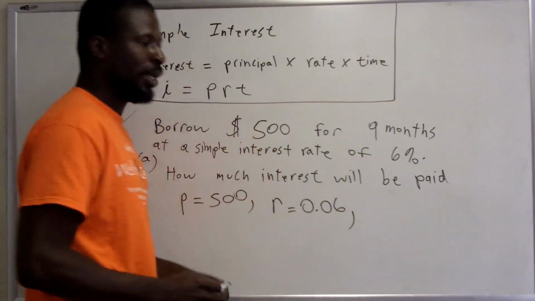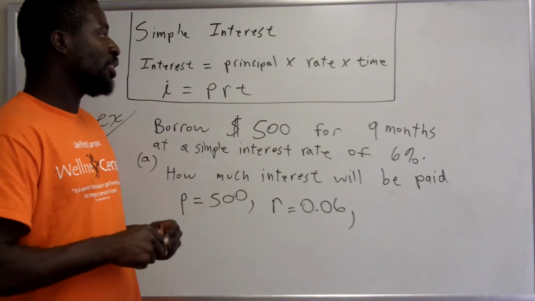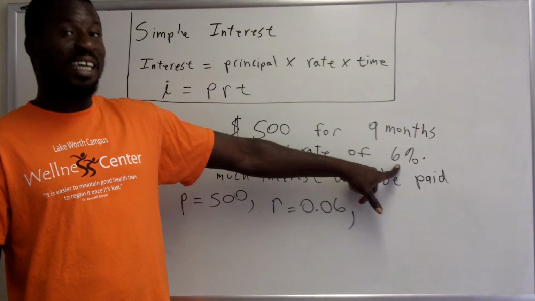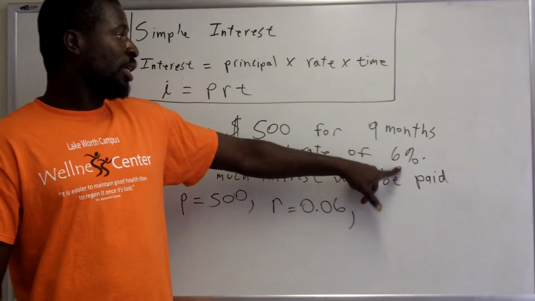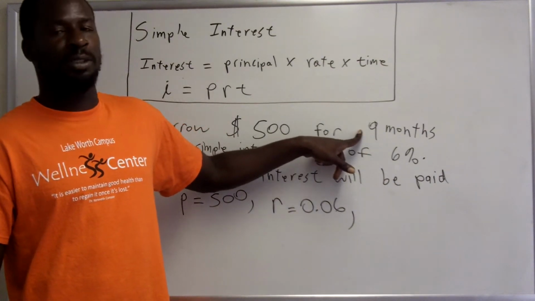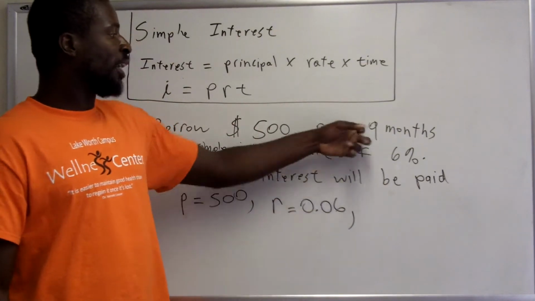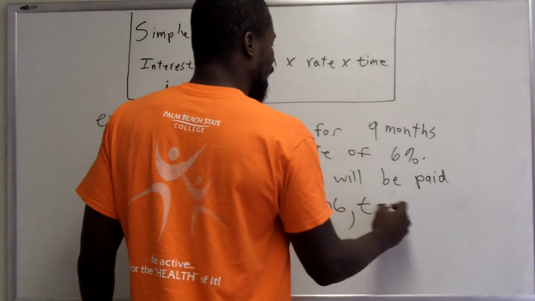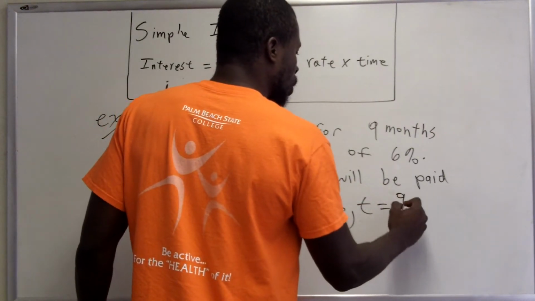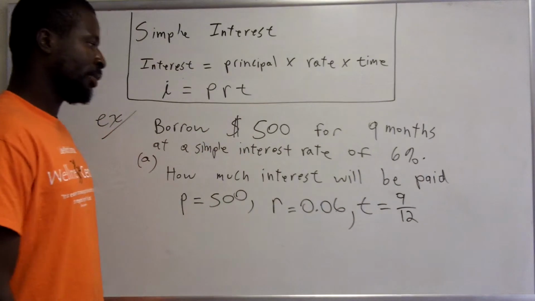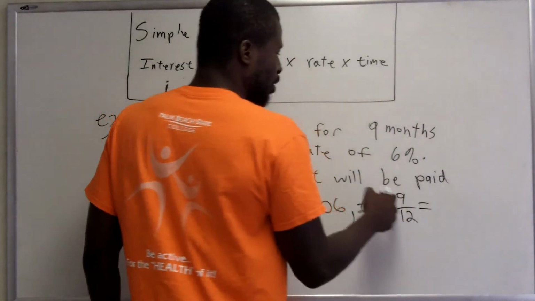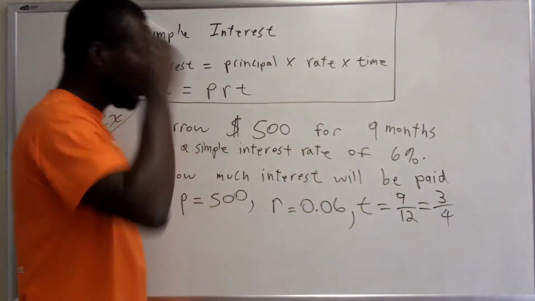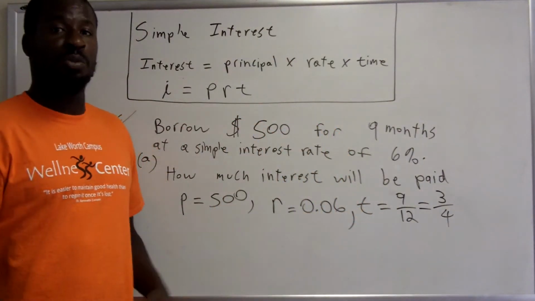So here we have the principal, we have the rate, and the last thing we need is the time. Now the time is going to be measured in years because the interest rate was given in years. Unfortunately, the problem gives us the time in months. So we have to figure out what fraction of a year 9 months represents. The time is going to be 9 months out of the total of 12 months that make a year, which when you reduce it, 3 goes into that 3 times and 3 goes into that 4 times. So the time is going to be 3/4 of a year.